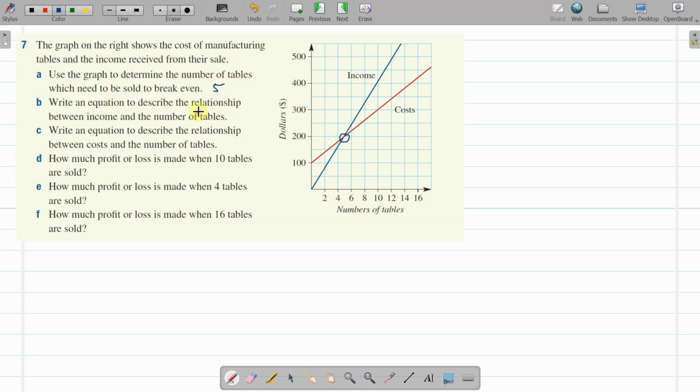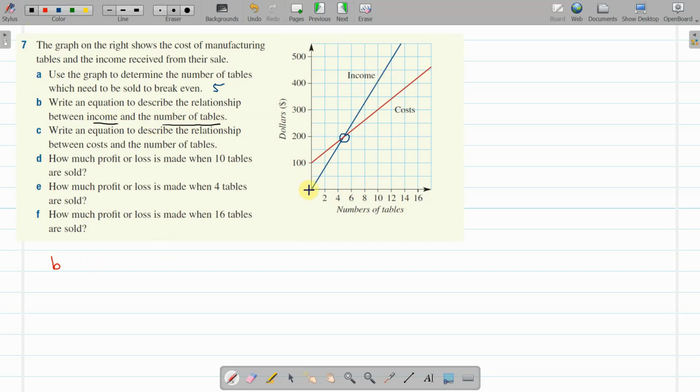Write an equation to describe the relationship between income and the number of tables. Okay, that's an exciting one. Income and number of tables. Income, we're doing the blue line. So to do an equation, I might just put 7b over here. Income and the number of tables. So number of tables here and income, which is the blue line.